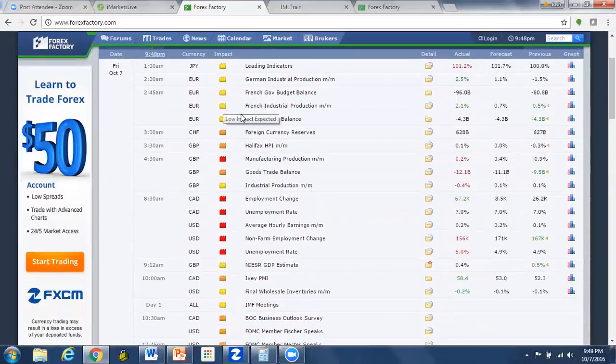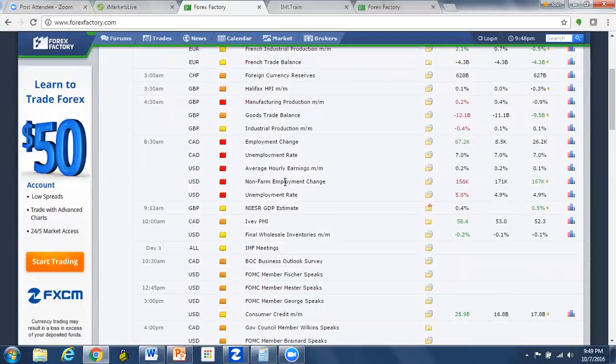Non-farm payrolls is the biggest news of the month usually, where the market moves the fastest. As you can see, the news was right here, NFP, non-farm payroll. What that does, guys, is measure the change in the number of jobs created from month to month. And that's big. That's a big telltale story of the growth and the strength of the economy.